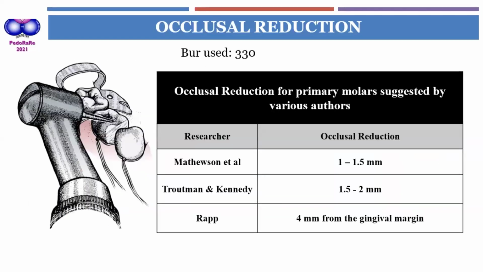Now, occlusal reduction, burr number 330. Various people have suggested various thicknesses. Mathewson has said it's 1 to 1.5 millimeters. Troutman and Kennedy said 1.5 to 2 millimeters.